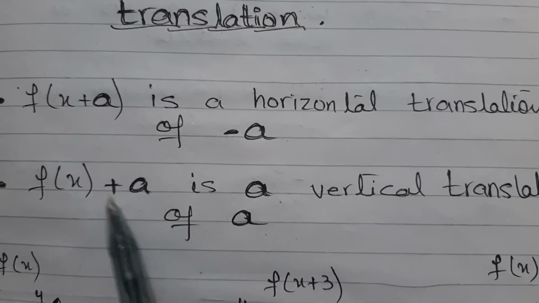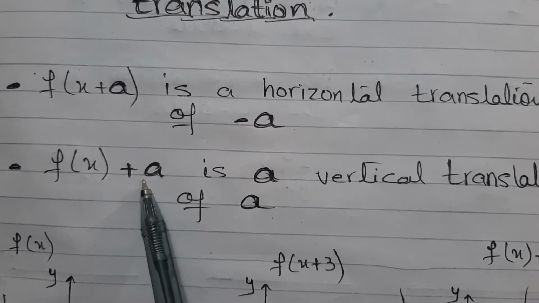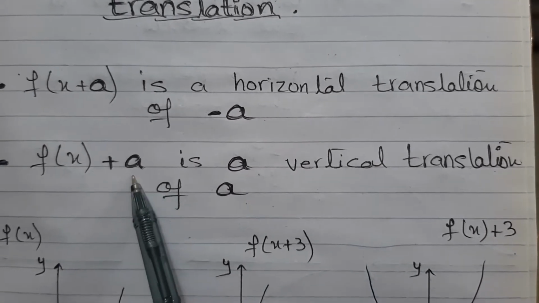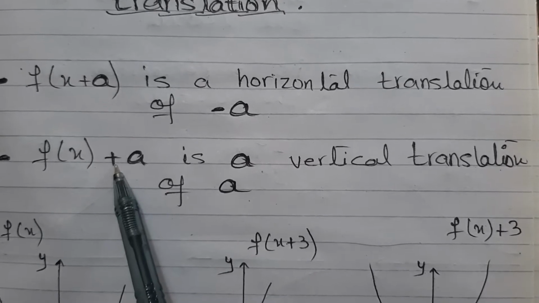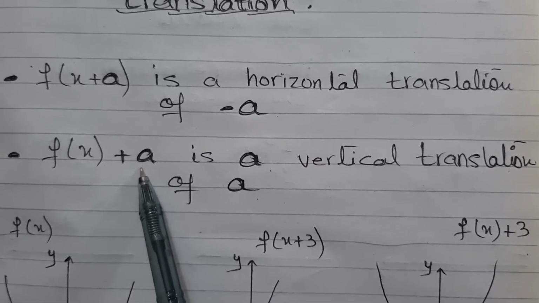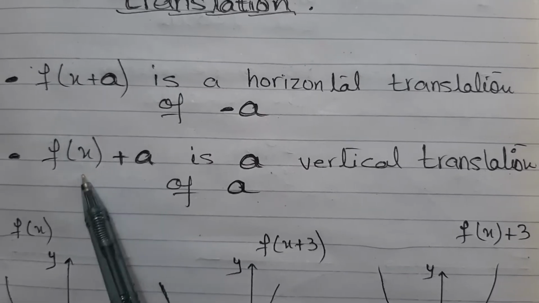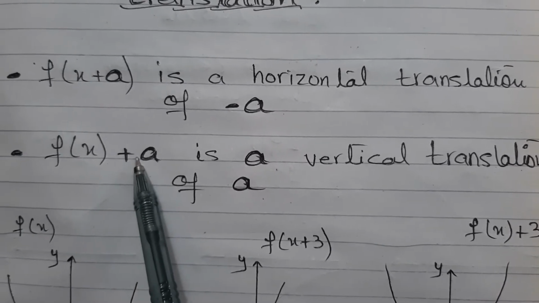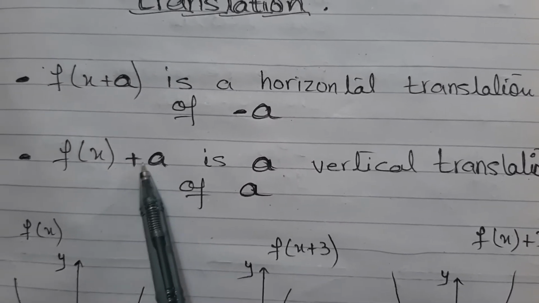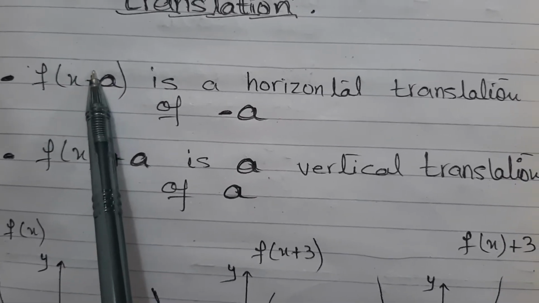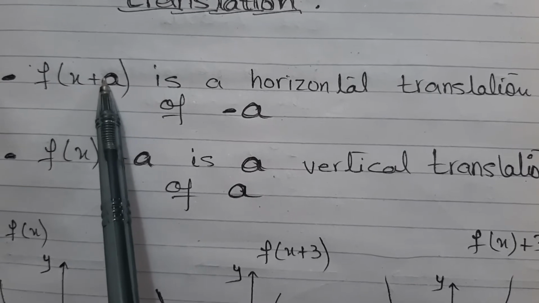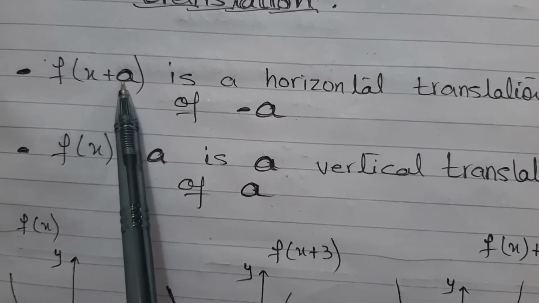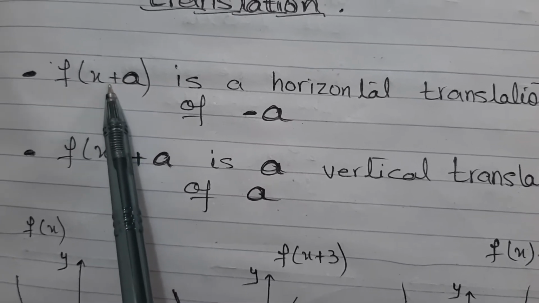Now if it is written like this, f(x) plus a, plus a means it will move vertically up by a units. If I have minus 3 here, it will go 3 units down. If I have plus 3 here, the original graph will go 3 units up. So in short, f(x) plus a goes up, f(x) minus a goes down. And when it is f(x plus a), then a units go left if it is plus, and if it is minus, go right. So it is opposite in this case, right? You can note down this point.